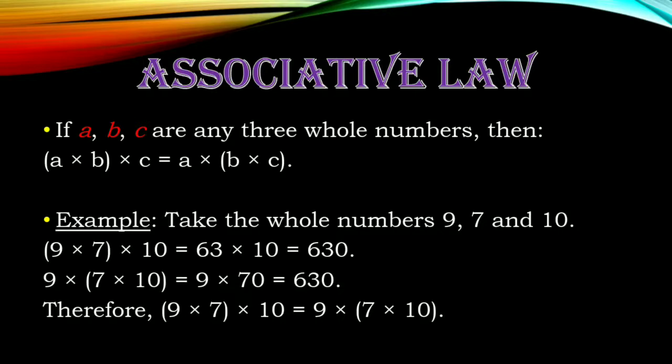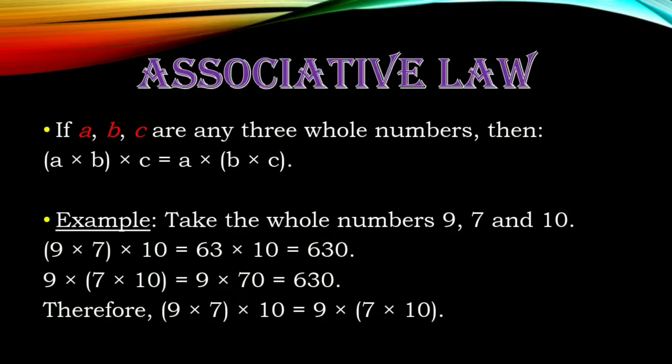Next is associative law. If A, B, C are any three whole numbers, then A multiplied by B, then multiplied by C is equal to A multiplied by B multiplied by C. For example, let us take the whole numbers 9, 7 and 10. If we multiply 9 and 7, we get 63. And if 63 is again multiplied by 10, the product comes out to be 630.